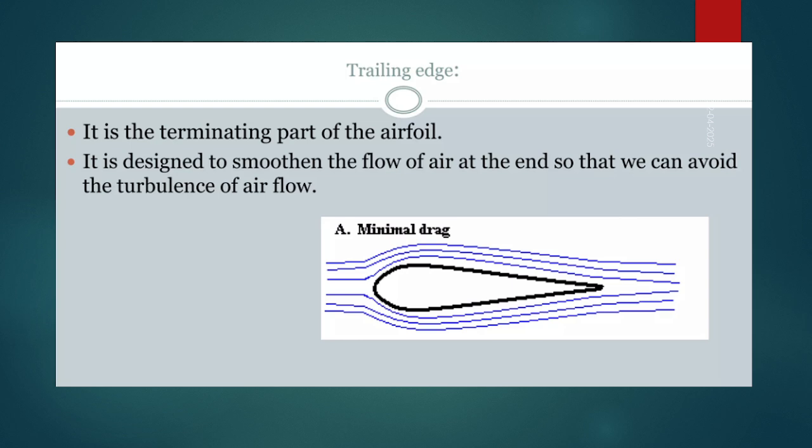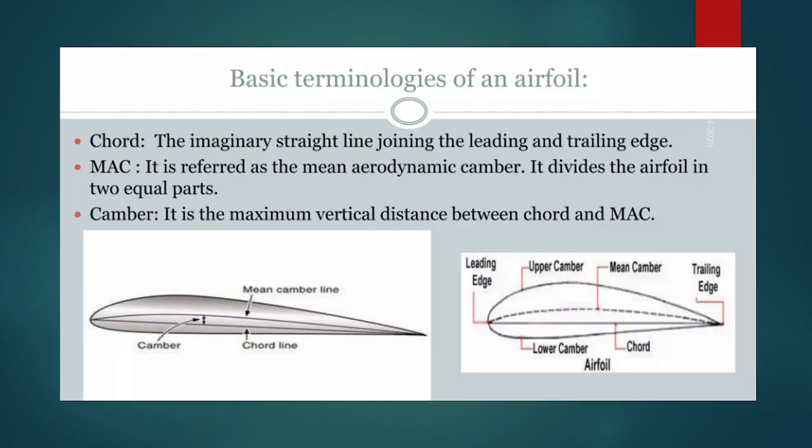Because due to the turbulence of the airflow, there may be a vibration in the airplane. There will be a disturbance and turbulence in the aircraft. So to maintain the stability, the design is made as per the diagram.